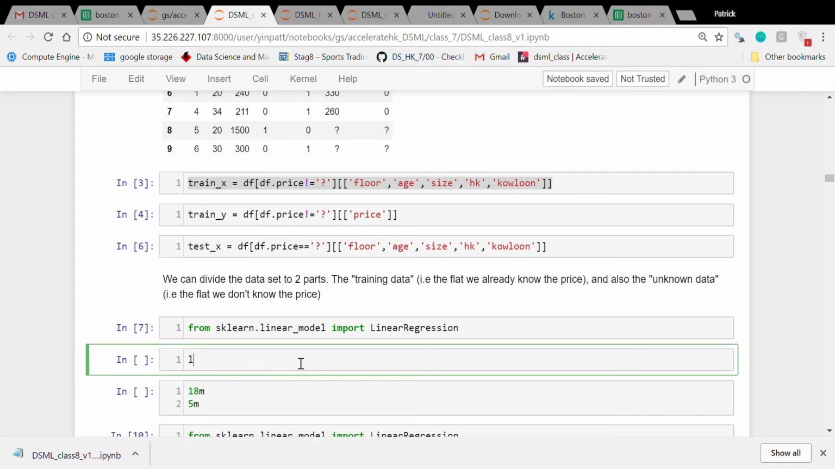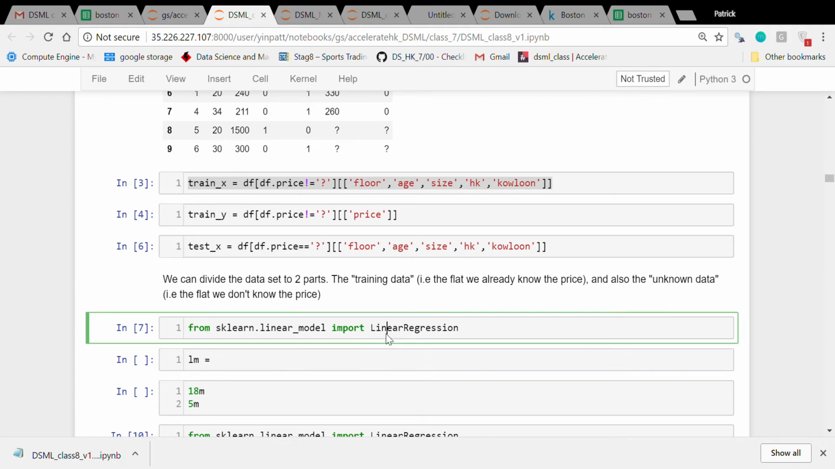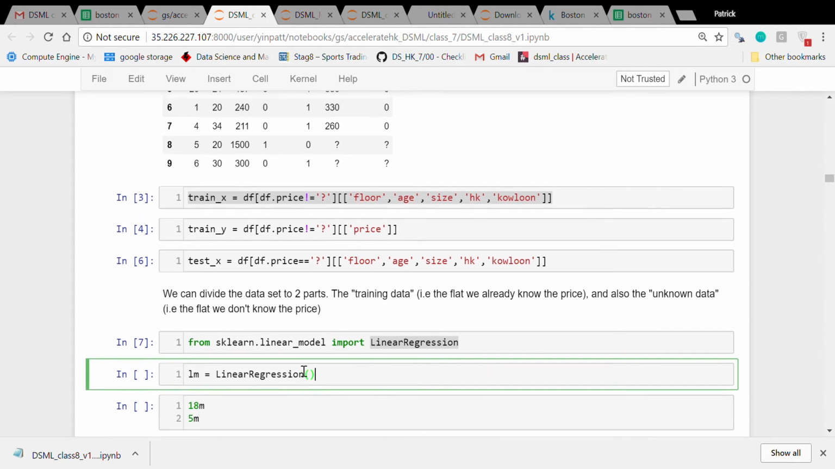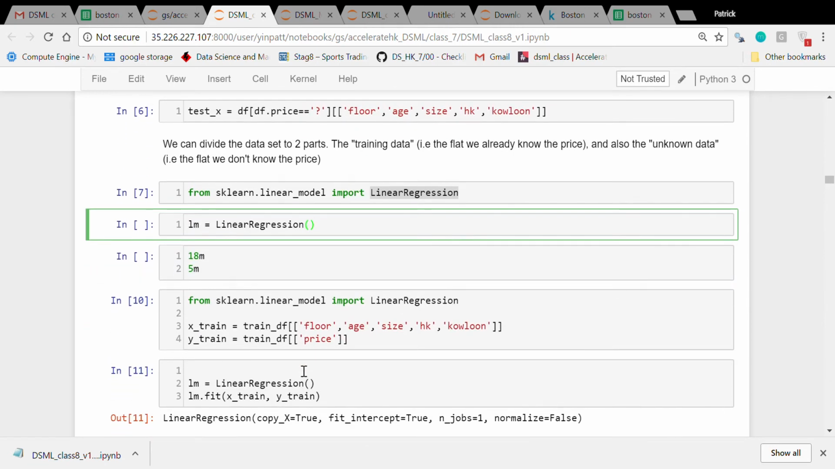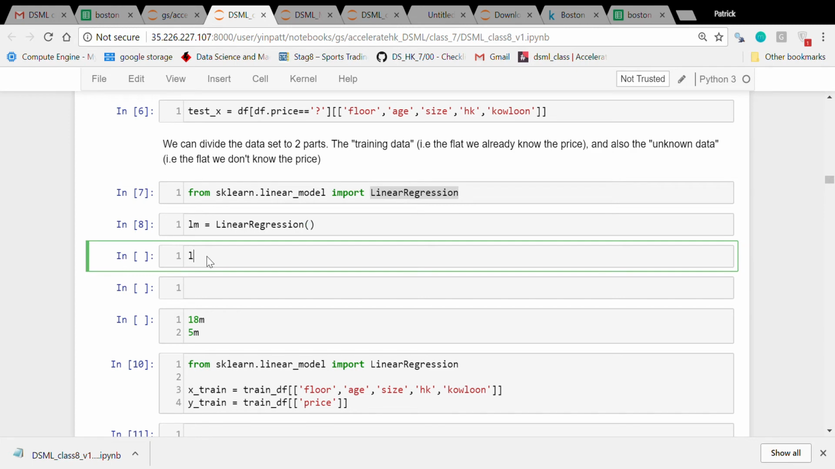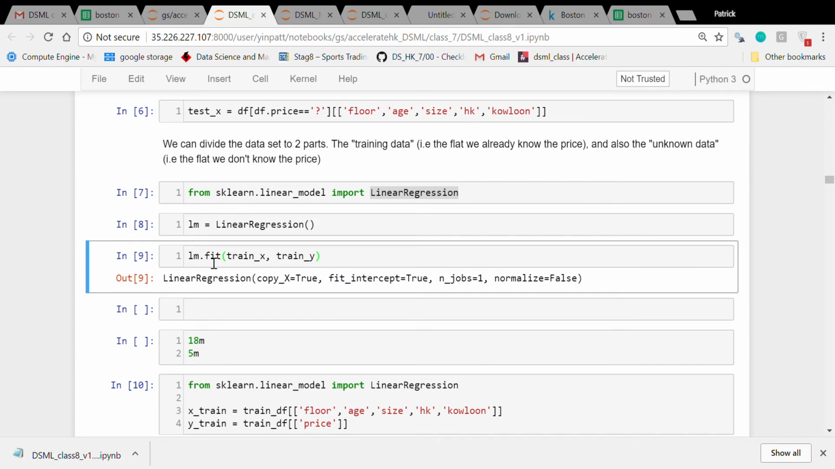And you have to do this step, which is so-called instantiate the model. So you have to first create a blank linear regression model. Okay, and then after you create the blank linear model, you can start to fit your data, which is train X and train Y. Okay, so that's it. You have fit your linear model using the two features.